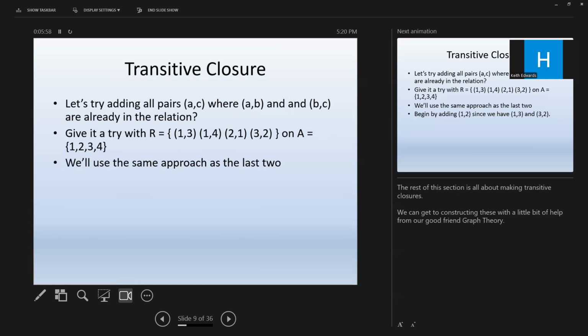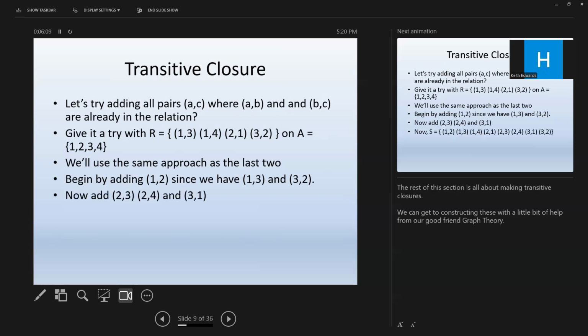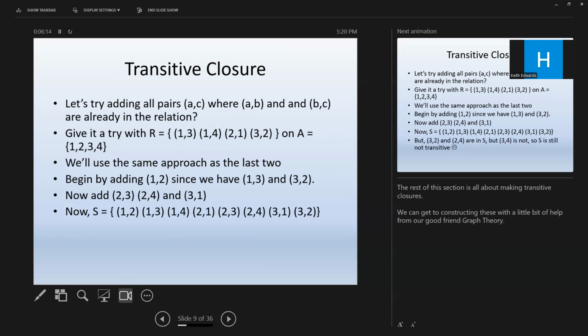Well, let's add (1,2) because we have (1,3) followed by (3,2). That would indicate we need to add (1,2), and we add that in. The other ones we need to add are (2,3), (2,4), and (3,1). So now S is this. Is this transitive? Well, no. We have (3,2) followed by (2,4), but we don't have (3,4). So this is sadly still not transitive.